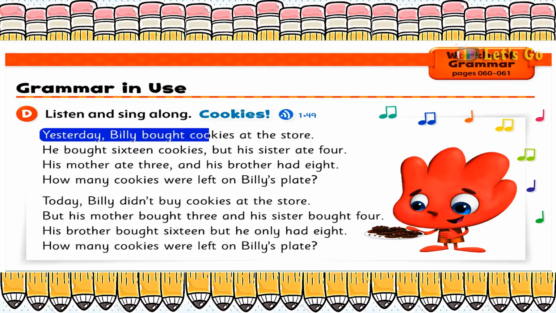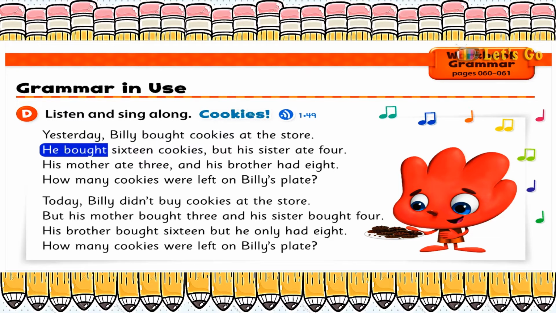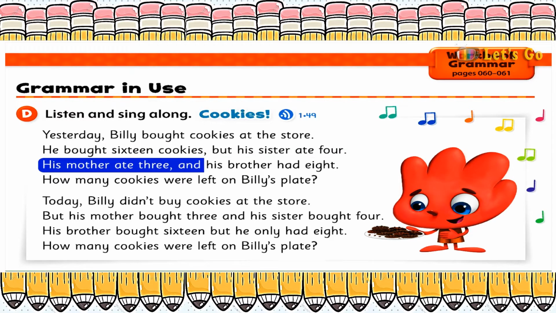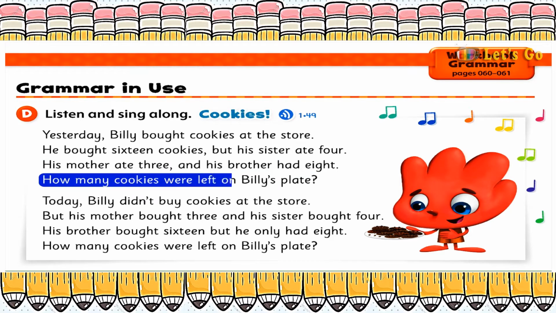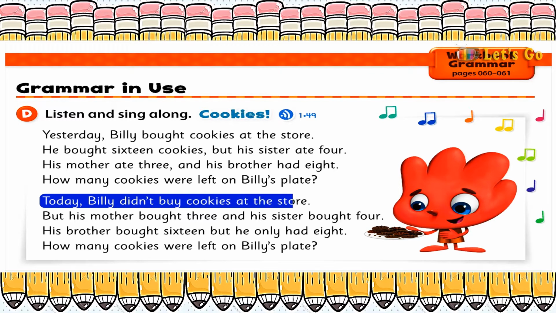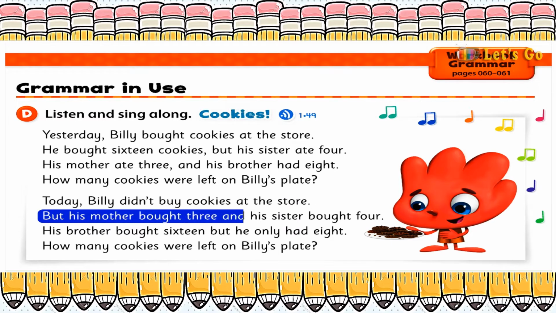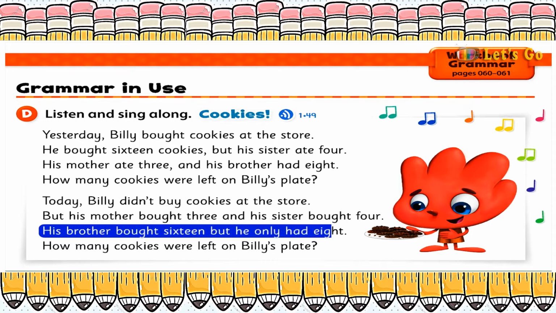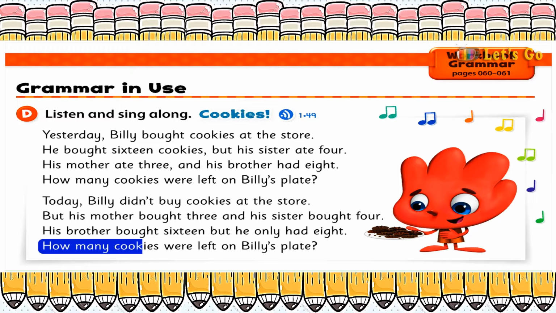Yesterday, Billy bought cookies at the store. He bought 16 cookies, but his sister ate 4. His mother ate 3, and his brother had 8. How many cookies were left on Billy's plate? Today, Billy didn't buy cookies at the store, but his mother bought 3, and his sister bought 4. His brother bought 16, but he only had 8. How many cookies were left on Billy's plate?